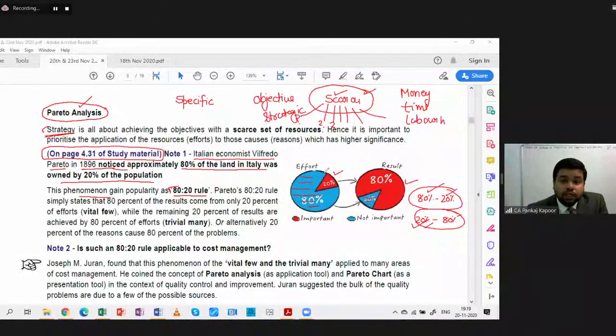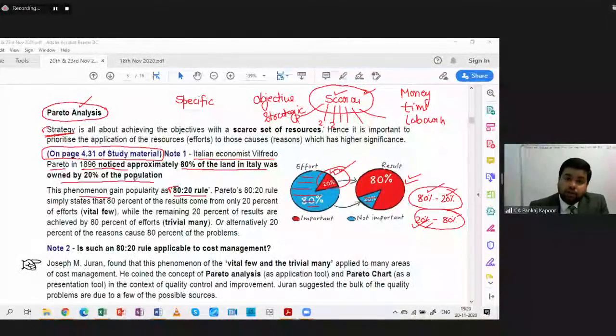So with the help of 20% of effort, we can generate 80% of the result. So which effort do we need to focus on? The 20% or the remaining 80%? Obviously, this 20%. Agreed? So Pareto analysis helps us to identify which factors are important for us.